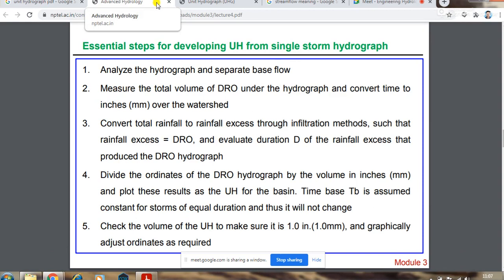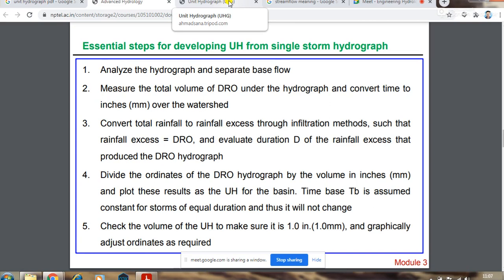over the watershed. Okay, now how to convert it, we may understand in a graphical way. There will be some graphical representation also which we need to understand. Okay, then convert total rainfall to rainfall excess through infiltration methods such that rainfall excess equals direct runoff, and evaluate the duration of the rainfall excess that produces the direct runoff.